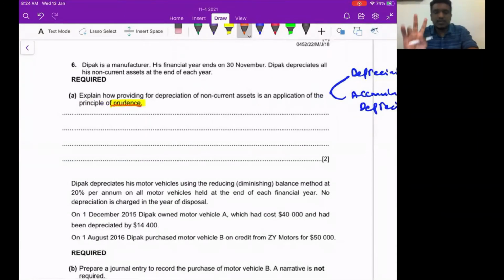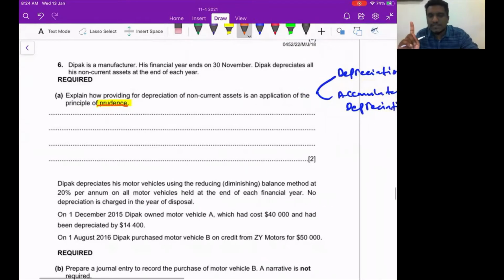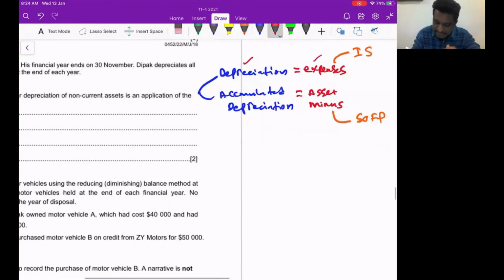prudence has two things in it. Prudence will justify two things. One is not overstating the asset, and not overstating the profit. So by recording the depreciation as an expense in the income statement, your profit is not going to be overstated.